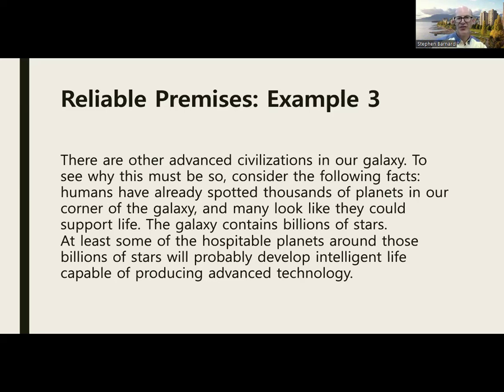Okay, we start off with the conclusion. There are other advanced civilizations in our galaxy, which is a very strong claim to make. Not stating the probability, but stating to the greatest degree of certainty, there are other advanced civilizations. And then we have a few premises. Okay, humans have already spotted thousands of planets in our corner of the galaxy. That's a fairly reliable premise. We know that we've developed telescopes that are capable of seeing into the vast reaches of space.